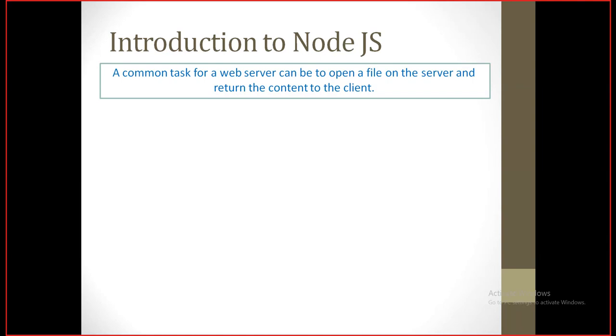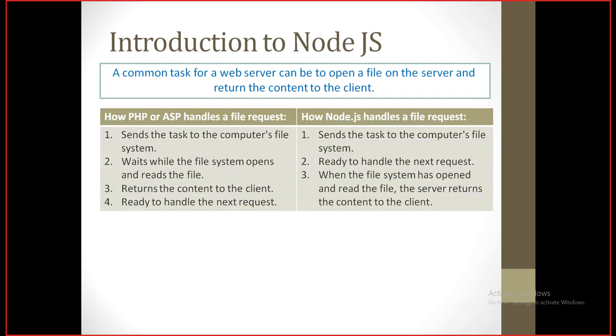So we'll see an example of a common task, that is opening a file on the server with Node.js. On a web server, we are trying to open a file, and then we are trying to return some content to the client web browser. In order to do that in PHP, this is a plotting of the difference between how PHP and Node.js work. If we are working with PHP, the sequence of events will be something like this. We send the task to the computer's file system to open a file. Then the PHP code will wait while the file system opens and reads the file content, and then it returns the content to the client web browser. Okay, and then it is again ready to handle the next request.